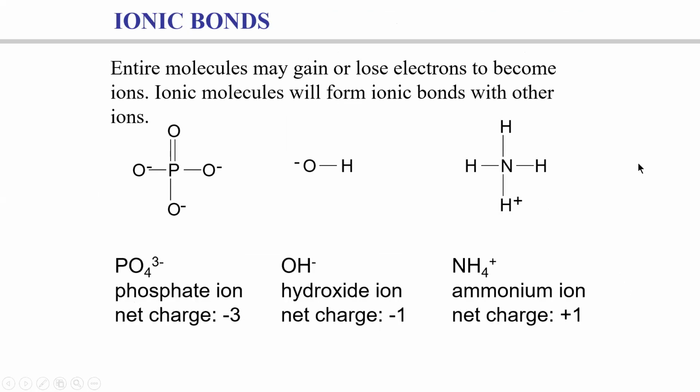Now, it's not just atoms that can become ions. Entire molecules can lose or gain electrons to become ions. So if you have an ionic molecule, that can form an ionic bond with other ions. For example, in a previous lecture, we talked about the phosphate ion. That's a molecule that has a phosphorus in the middle and 4 oxygens, and the phosphorus and the oxygens are all held together by covalent bonds, but that entire molecule has also gained 3 electrons, so it has a charge of -3. Here's our hydroxide ion. That's a molecule of oxygen and hydrogen held together with a single covalent bond, but that entire molecule has gained an extra electron to have a negative charge.